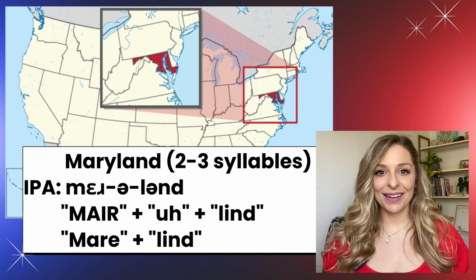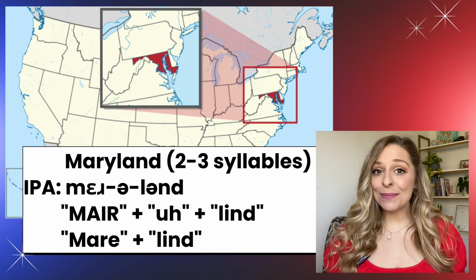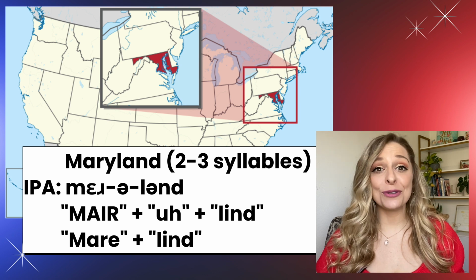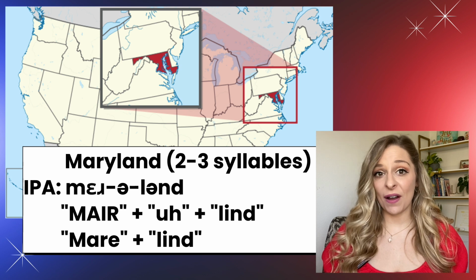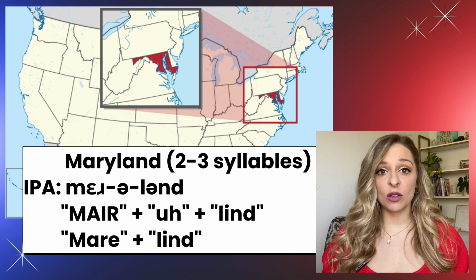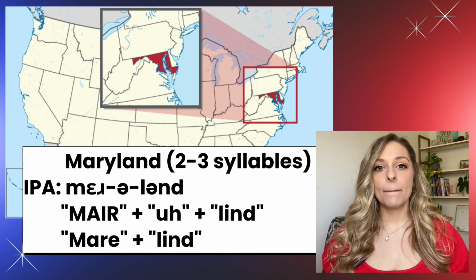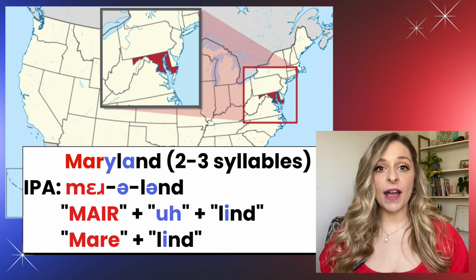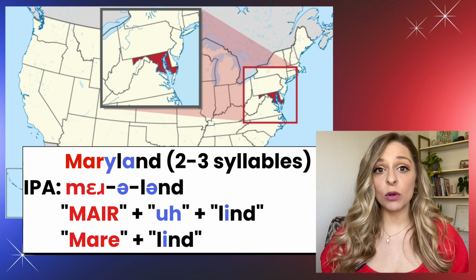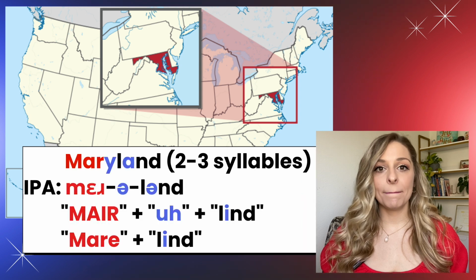Maryland. Now, this one's kind of funny because when I was thinking about how I say it, sometimes I use two syllables and sometimes I use three. So just be aware that both exist depending on how fast we're talking. If you say this word with three syllables, you'll say Maryland. Since the stress is on the first syllable, both vowels in the second and third syllable reduce to schwa. So it's not Maryland, it's Maryland.